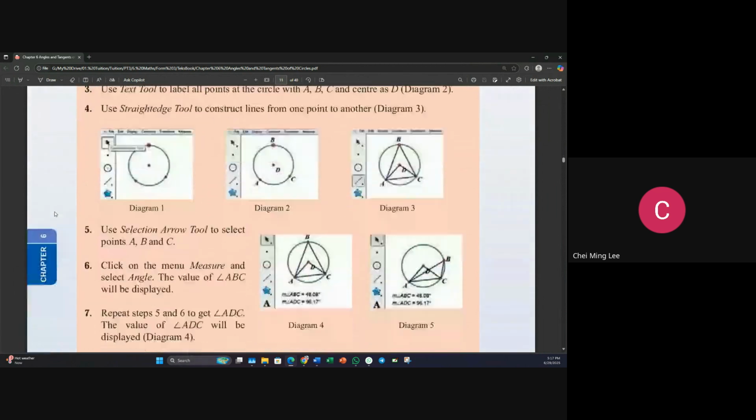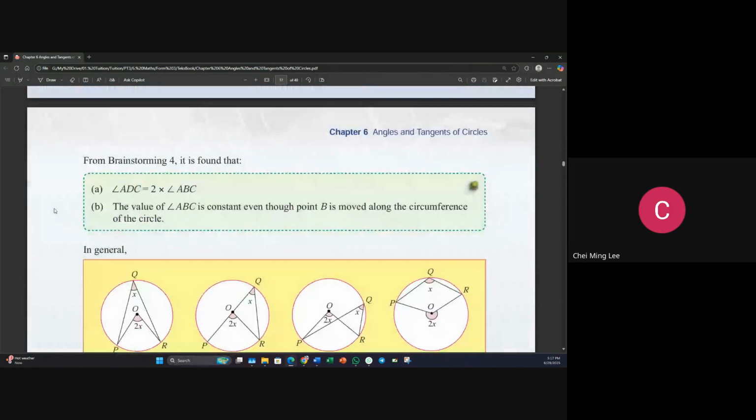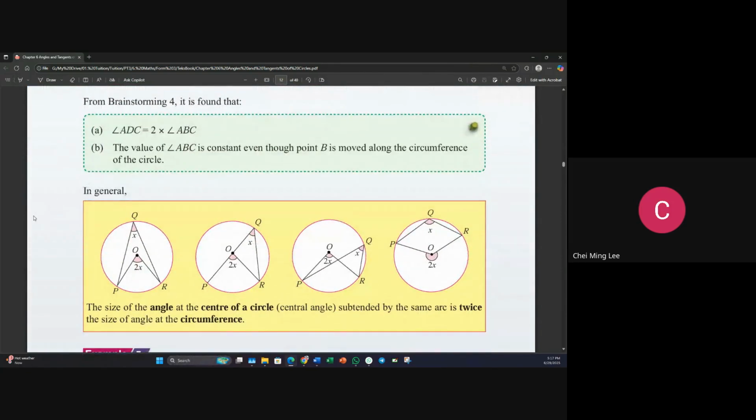Let's see the next part. What is the relationship between the angle at the center of a circle and the angle at the circumference? They are subtended by the same arc. We don't go through all of it, we just see the idea. In general, same arc, the one going to the circumference compared to the one going to the center.